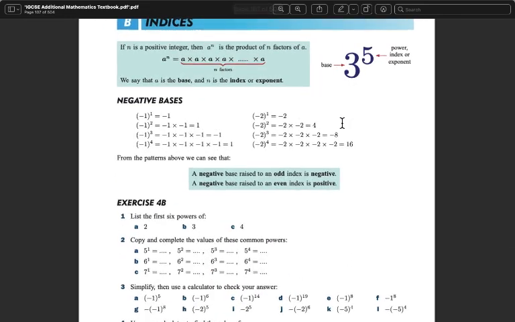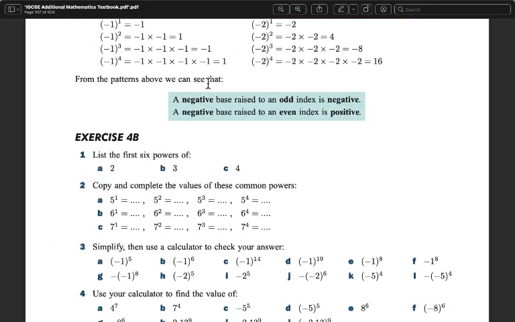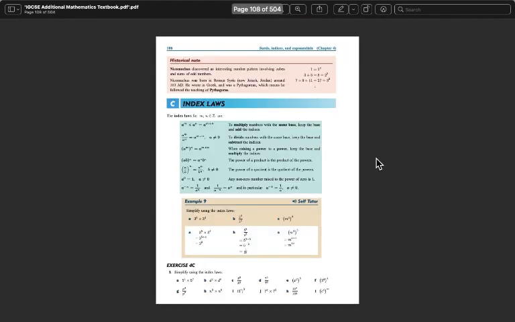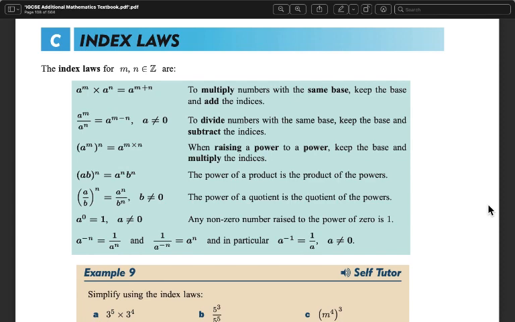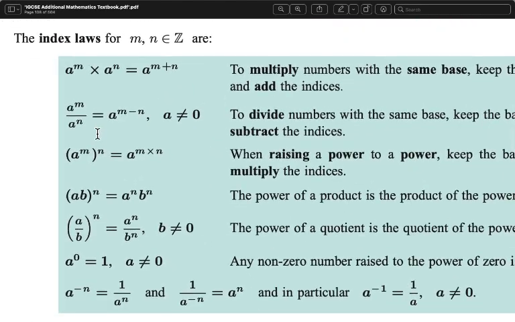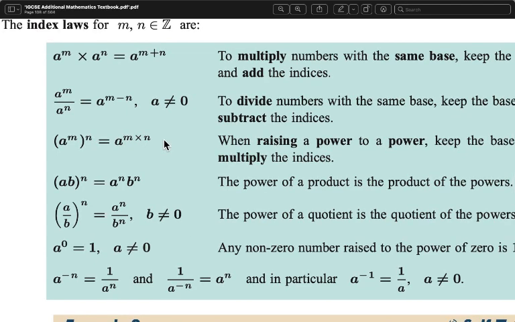Now let's look at the indices. Some simple rules. A negative base with the odd index is always going to be negative, and a negative base with the even index is always going to be positive. Now looking at some simple index laws. a to the power of m times a to the power of n, the powers will add together. Then the final power will be a to the power of m plus n. When a to the power of m is divided by a to the power of n, the powers will undergo subtraction, which will equal a to the power of m minus n. But a cannot be 0, as the denominator cannot be 0.